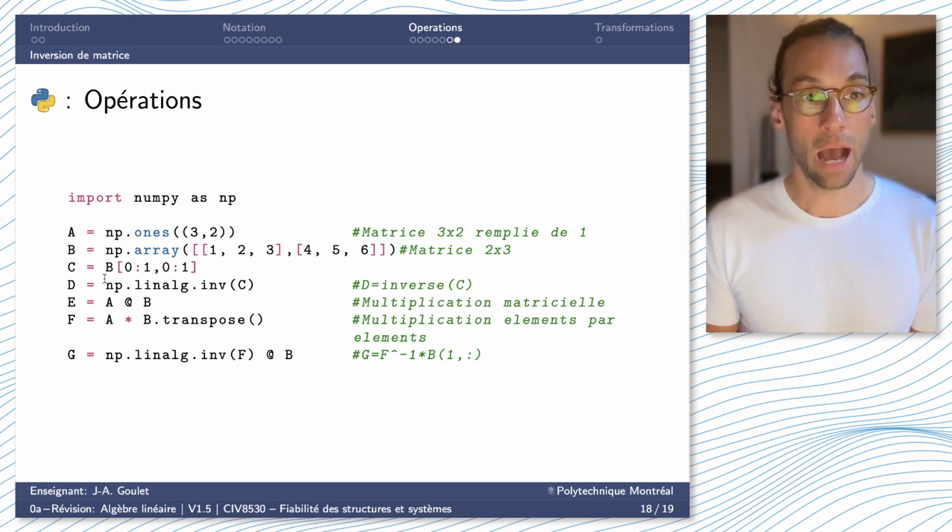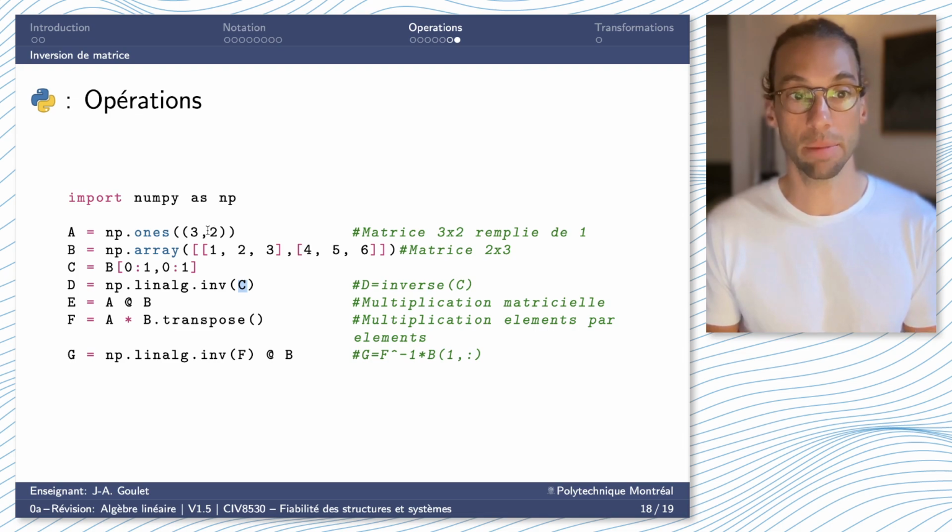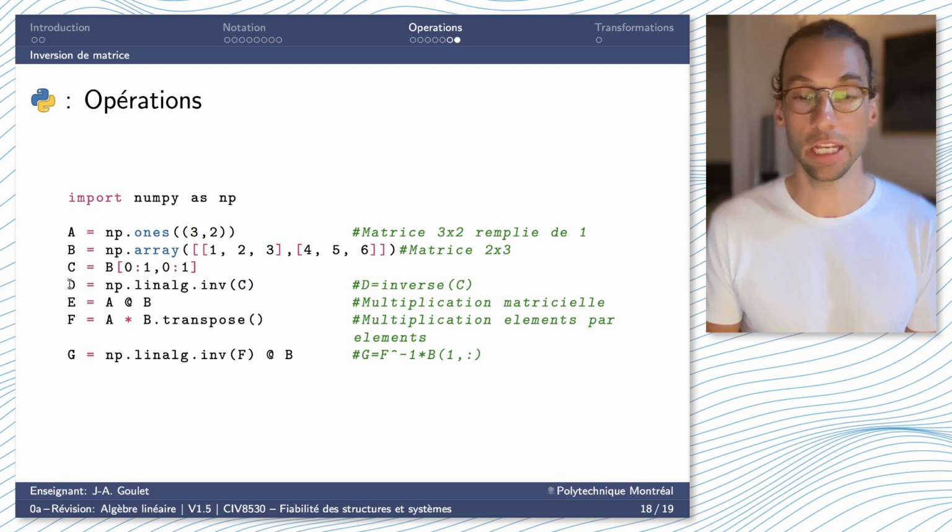Then I want to take that matrix C and invert it. So NP, NumPy, linear algebra, inverse. I'm going to invert my matrix C, and then I can multiply A, what I defined earlier, times D. Notice that the dimensions match. The second dimension is 2, and the dimension of D is 2 by 2, so we can multiply them. The at sign is the matrix multiplication symbol in Python.